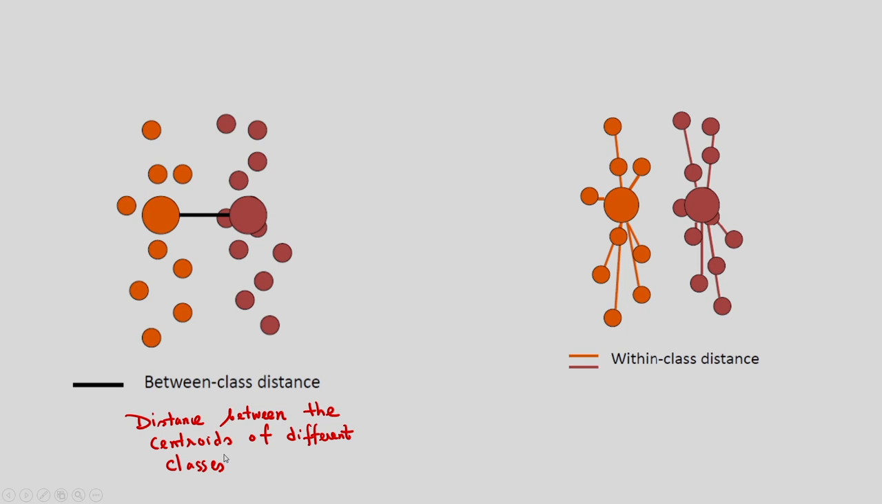So, in this figure you can see we are considering two classes. These are the samples corresponding to the class omega 1 and these are the samples corresponding to the class omega 2, and you can see the centroid of the class omega 1 and the centroid of the class omega 2, and this is the distance between these two centroids, and actually this is the measure of between class distance. So, that is nothing but the between class distance. And if you move to the second figure, we have considered within class distance.